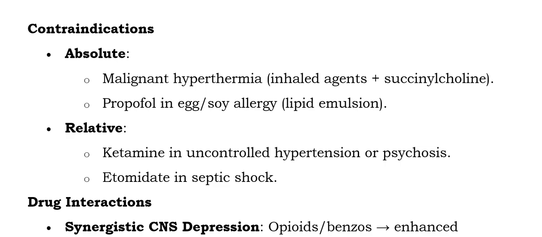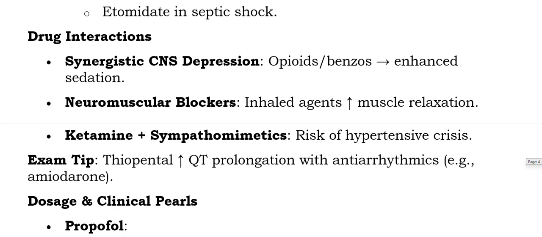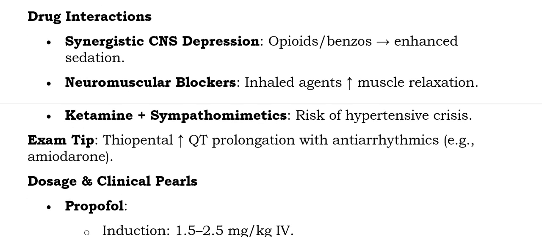What about mixing these drugs with other medications, drug interactions? Huge consideration. Combining general anesthetics with other CNS depressants, think opioids, benzodiazepines, will have an additive effect. Deeper sedation, more risk of respiratory depression. Need to adjust doses, usually. Definitely. Inhaled agents can also make neuromuscular blockers, the muscle relaxants, work more strongly or longer. Okay. Ketamine plus other drugs that stimulate the sympathetic system, like some decongestants or stimulants, could theoretically increase the risk of high blood pressure. Right.